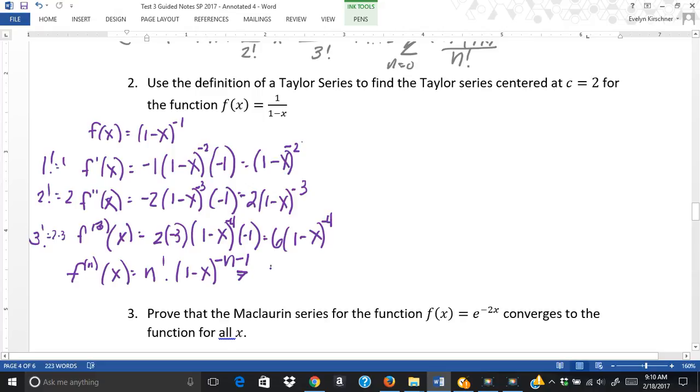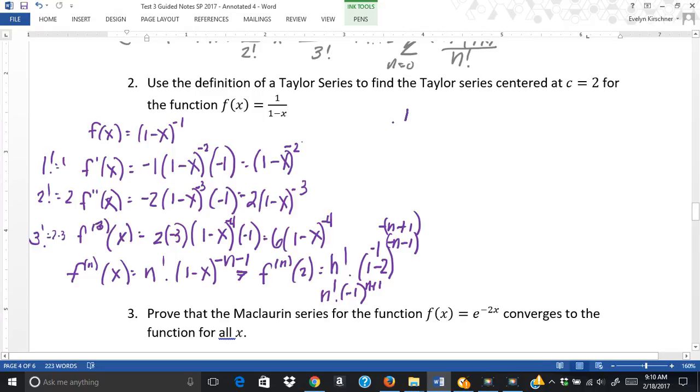If I plug in 2, actually, so the nth derivative at 2 is n factorial times (1 minus 2) to the negative n minus 1. Well, 1 minus 2 is negative 1, and this is the same as negative of n plus 1, right? Negative n minus 1. So this is the same as n factorial times negative 1 to the n plus 1, because if I have the negative 1, take the reciprocal, it's still going to be negative 1. So here is my coefficient.